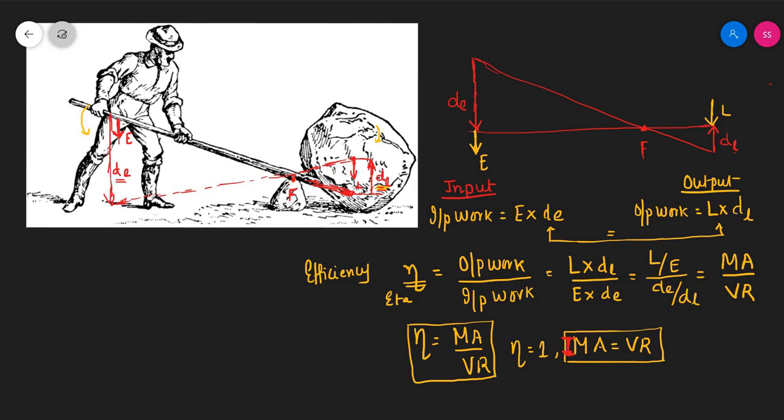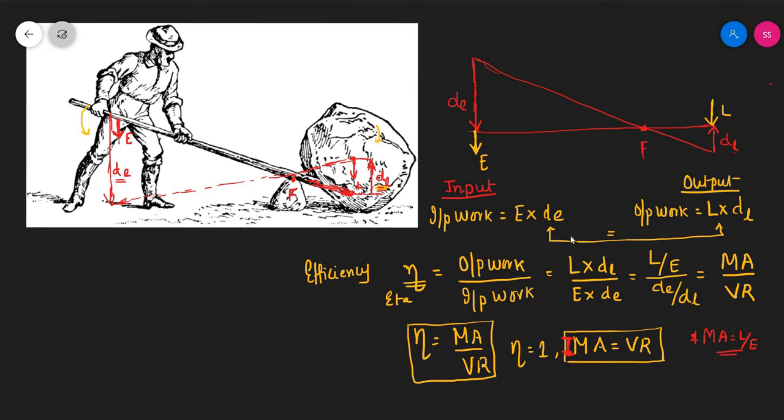So you may be better off writing IMA is VR, but remember your IMA or MA is nothing but your load by effort. Your MA is nothing but your load by effort, right? Or even IMA, doesn't matter. We don't know whether it would be ideal or non-ideal, but the definition of mechanical advantage doesn't change. It's load by effort.